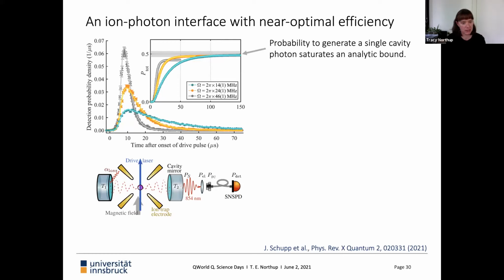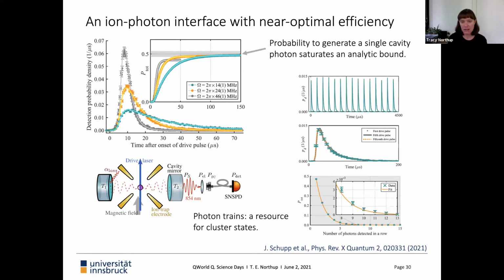Below, I simply sketched the system that's used, again to remind you that there's an ion in a trap, and a drive laser generates a photon. The photon comes out and is detected. And then also in this recent work, this is a picture of data showing trains of photons, a series of photons being generated at a single cavity, one after the other.